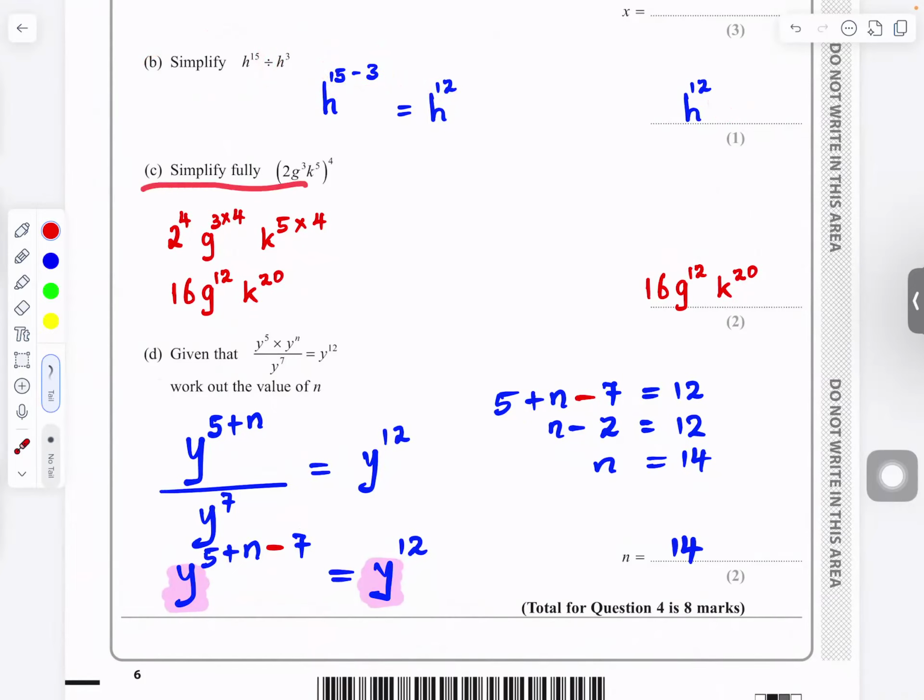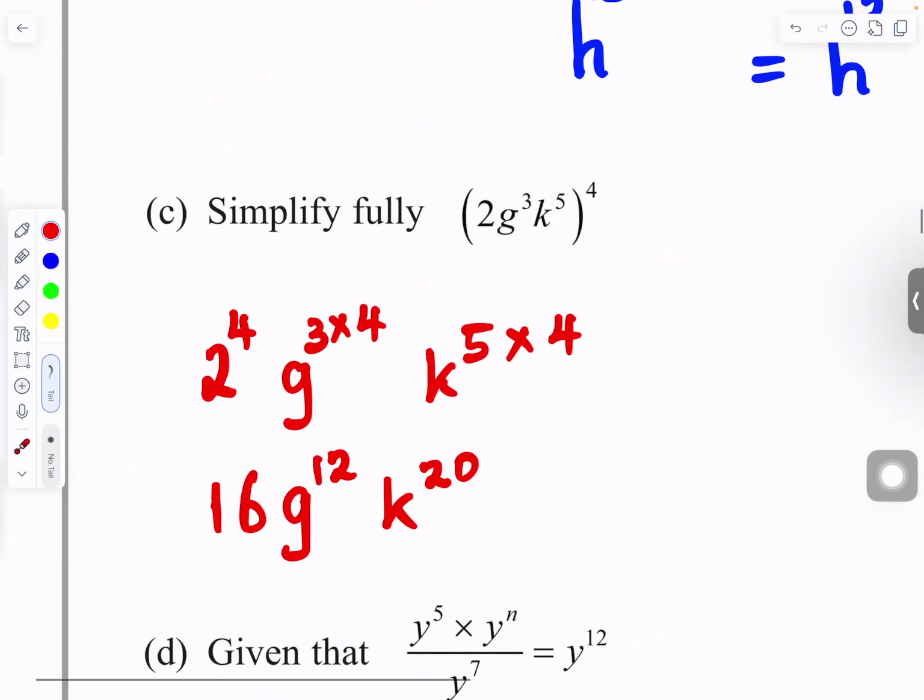For this one, simplify fully. This 4 is for all of them. So if I zoom in, you can put 2 to the power 4, g cubed to the power 4, and k to the 5 to the power 4. So that 4 is for all of them. The 4 goes to the 2 first, 2 to the 4. The 4 goes to the 3, 3 times 4, and then the 4 goes to the other one, 5 times 4. So 2 to the 4 is 16.